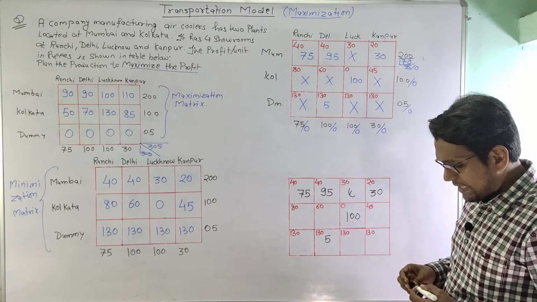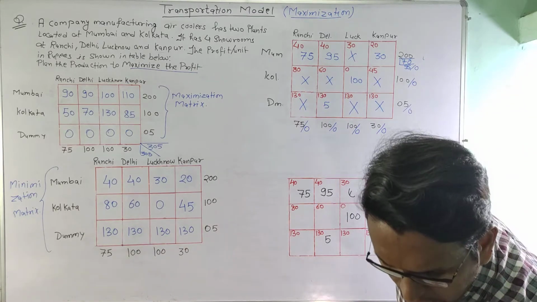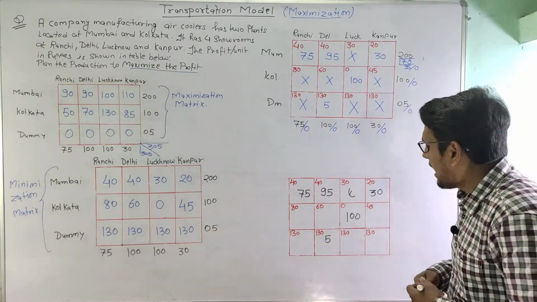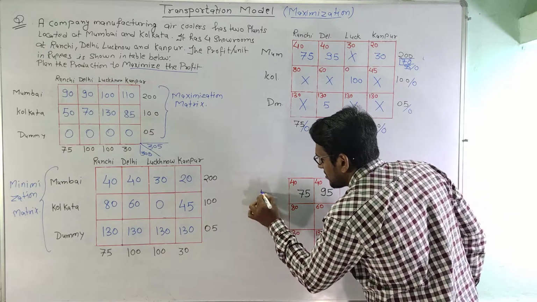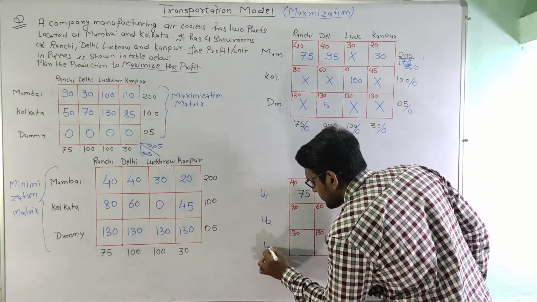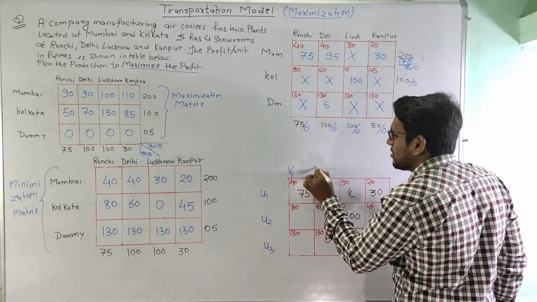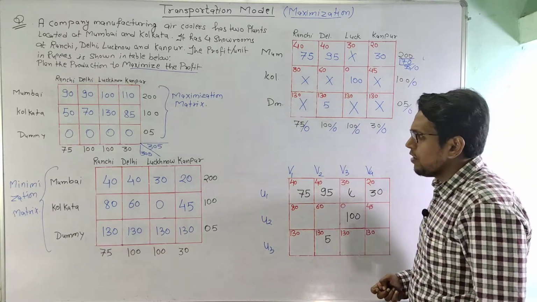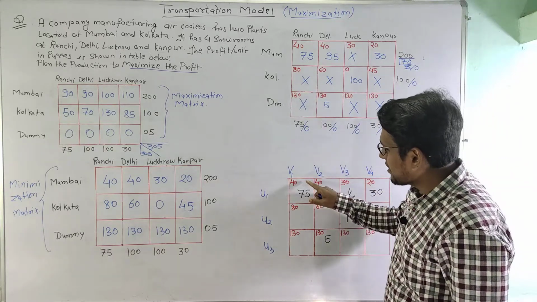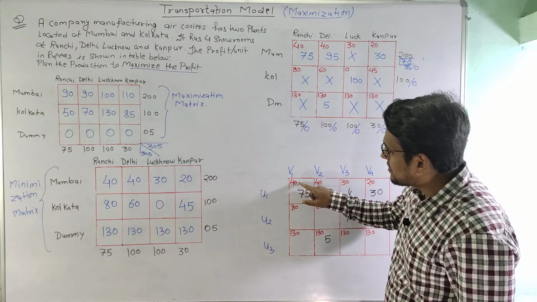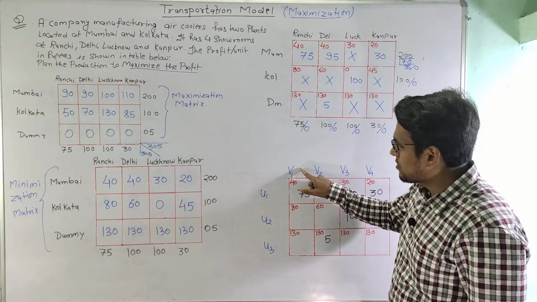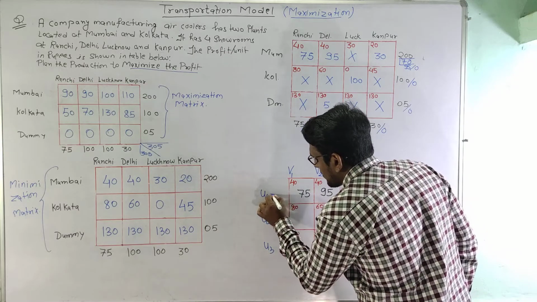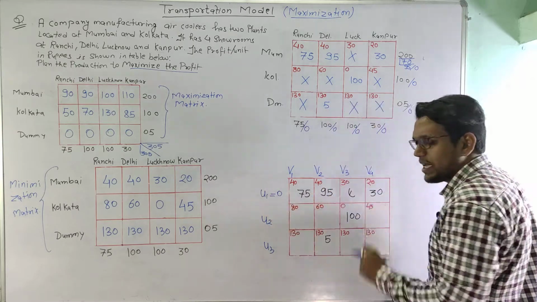So now we will check optimality, and for that we will use the modified distribution method, or we can call it the MODI method. For that we will calculate certain variables: u1, u2, u3, v1, v2, v3, v4. For a basic or allocated cell, we will have Cij equals ui plus vj. By this we will calculate the value of all the variables, and for that I need to take any one of the variables as 0. So I have taken u1 as 0.